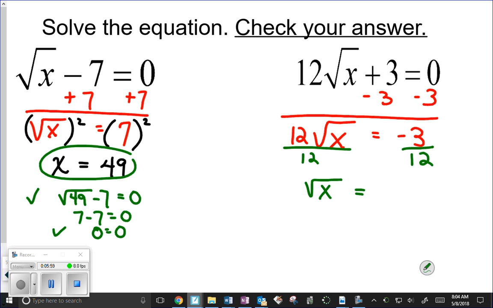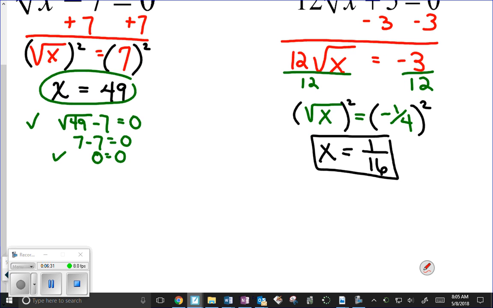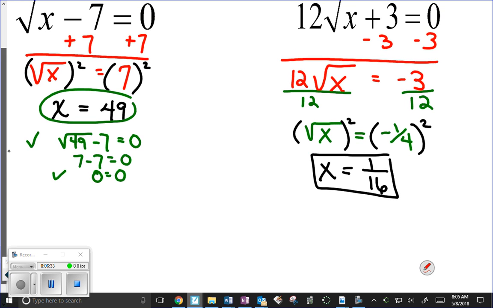And when I reduce that, this is going to be negative 1/4. So again, I want to get the x by itself, so I'm going to square both sides. X will fall out, and negative 1/4 times negative 1/4 would be a positive 1/16. So this is what I think the answer is, but I don't know for sure. I'm going to check it in the original equation.